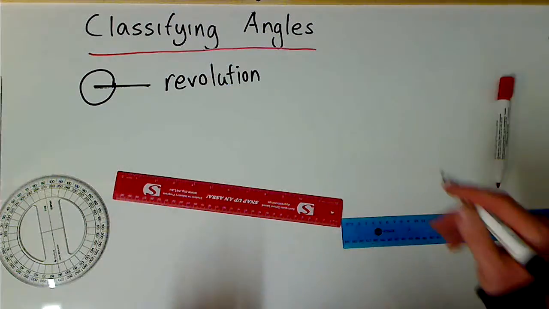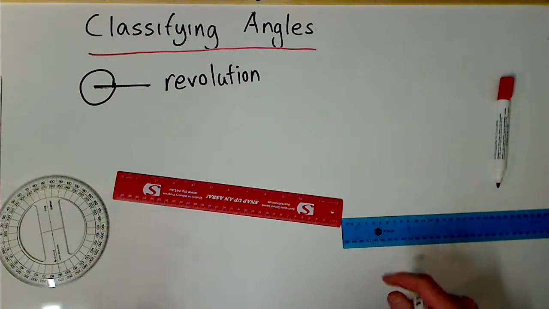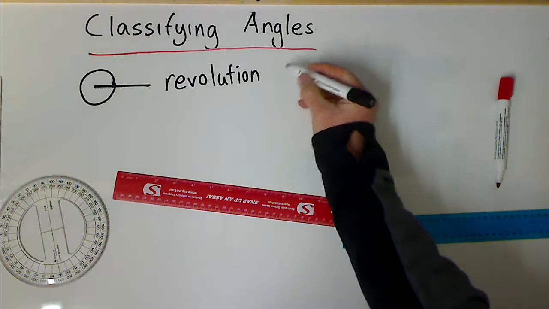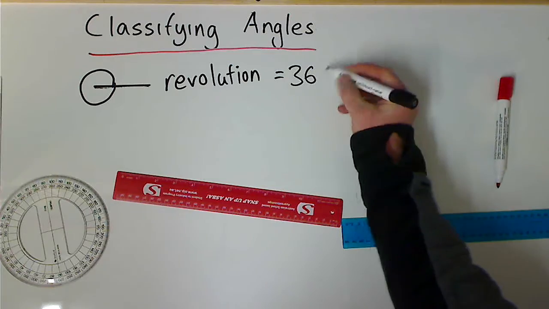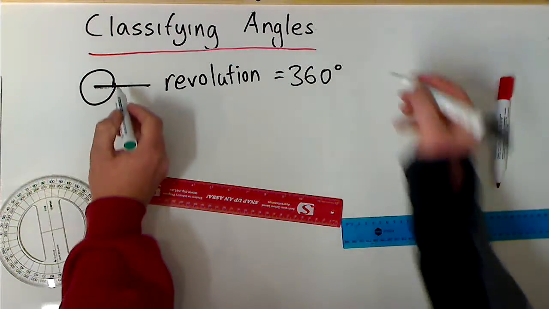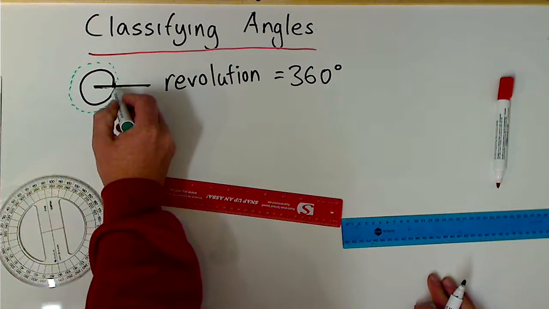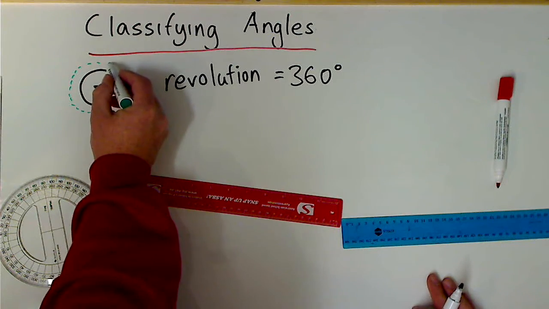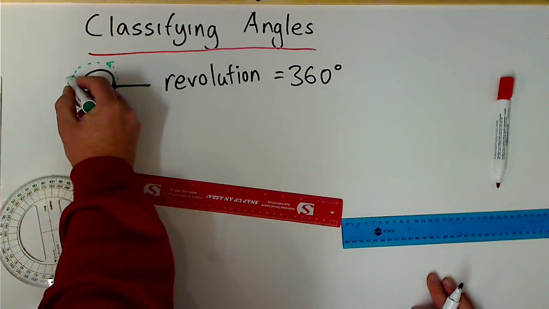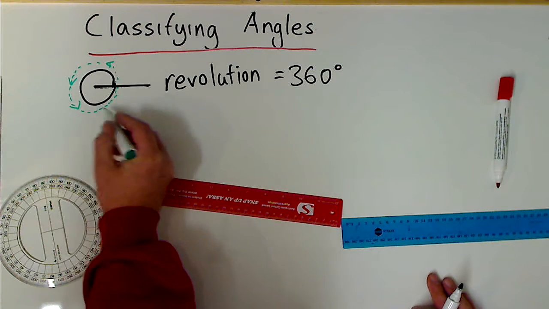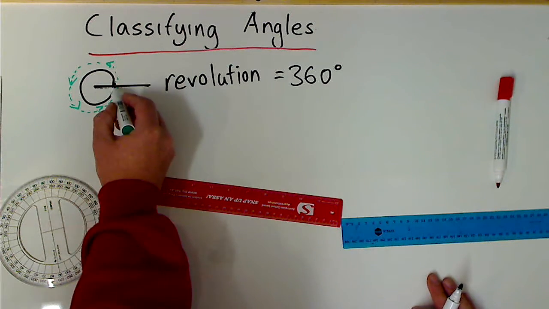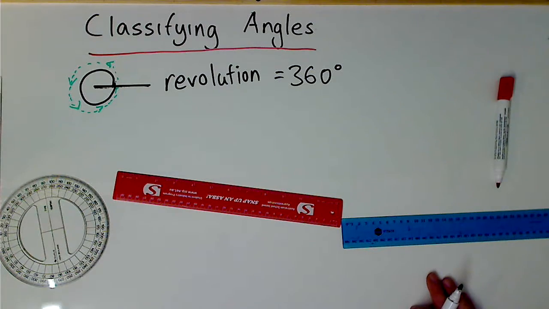Okay, the first and most important type of angle is called a revolution. A revolution is important because it is where all the other angles come from. A revolution all the way around is 360 degrees. So if I started here and went all the way around, back to where I started, that would be 360 degrees. Like the clock going around to 12 o'clock.